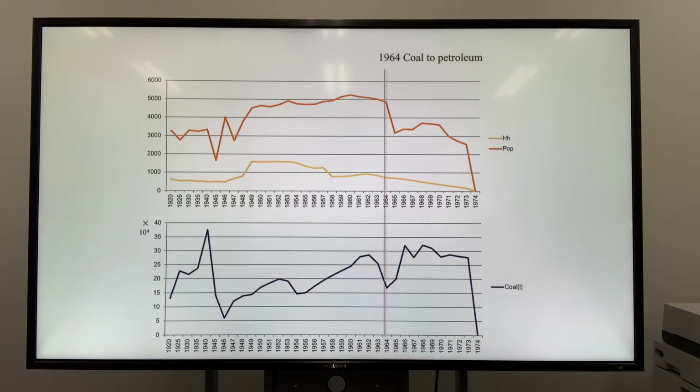However, you see that there is still an increase in the coal, because this was for Mitsubishi to make people think that they were still continuing. So this is why, even though the population started to decline, they increased the amount of coal that they were extracting. So in 1974, the mine closed, and people left the island in 3 months.